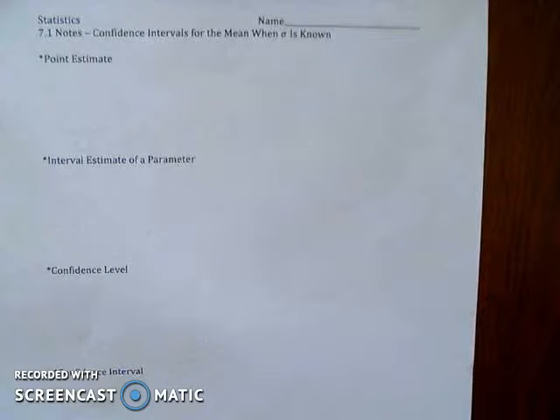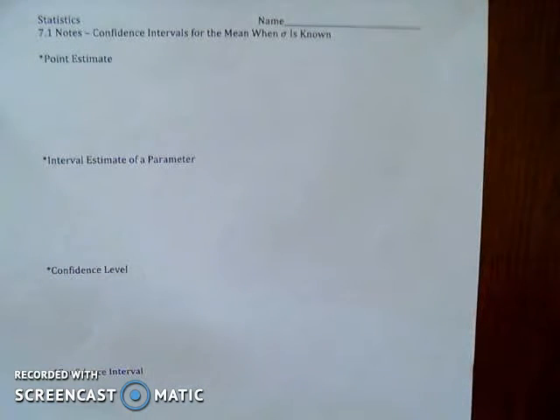Okay, so now we are going to start chapter 7, and the rest of the trimester is basically about making predictions. If you remember clear back to chapter 1, it says that statistics is the science of collecting, organizing, analyzing data, and then making predictions about it. So that's what we're going to do with the rest of the trimester, different ways to make predictions.